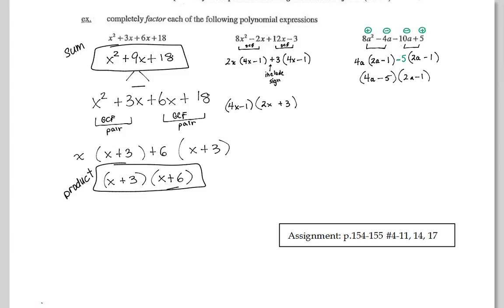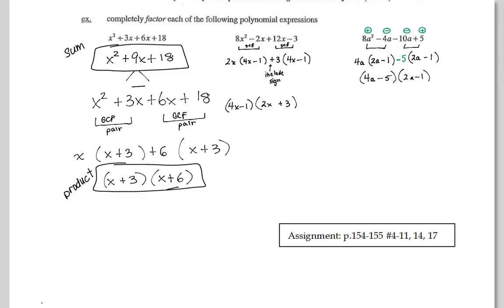What's A times C? What's A times D? What's B times C? What's B times D? How many terms? Look at these questions. How many terms? That's why it's 4 terms, because when you multiply these suckers, you get 4. Let's do it together.